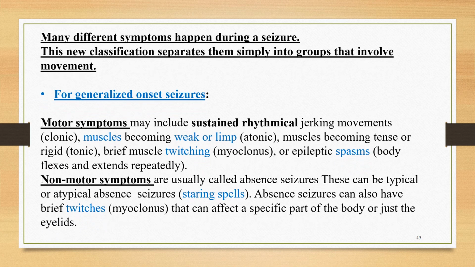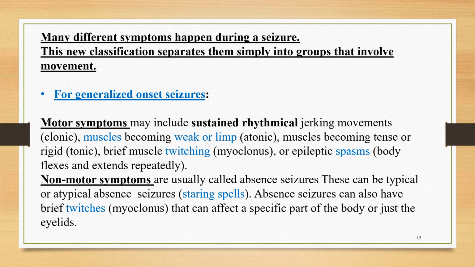Many different symptoms happen during a seizure. This is a new classification that separates them simply into groups that involve movement. For generalized onset seizures, motor symptoms may include sustained rhythmical jerking movements, clonic; muscles becoming weak or limp, atonic; muscles becoming tense or rigid, tonic; brief muscle twitching, myoclonus; or epileptic spasms. The body flexes and extends repeatedly.